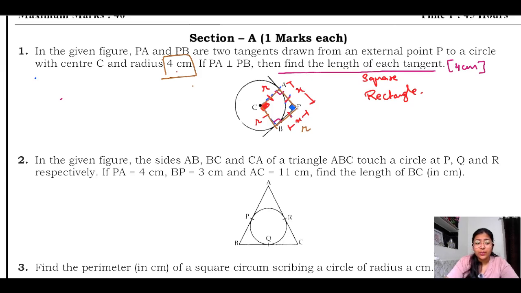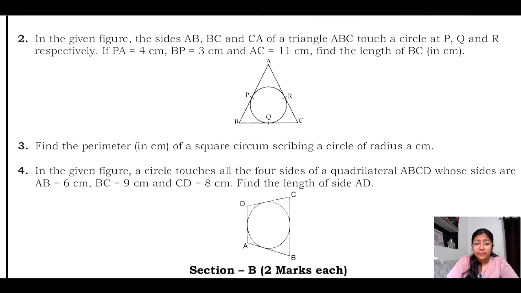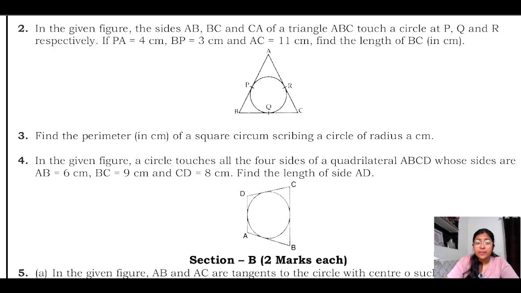Okay, learners. Okay, now move to the next question. In the given figure, the sides AB, BC and CA of a triangle touch the circle at points P, Q, R respectively. The length of PA is given as 4 centimeter. The length of BP is given as 3. If this length is 3, then BQ length is also 3. The length of the tangents drawn from an external point are equal, so PA is equal to AR.